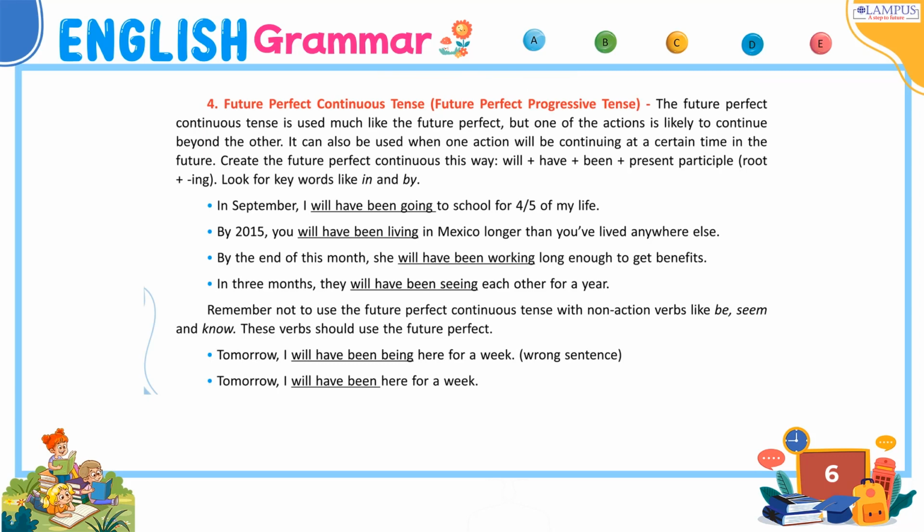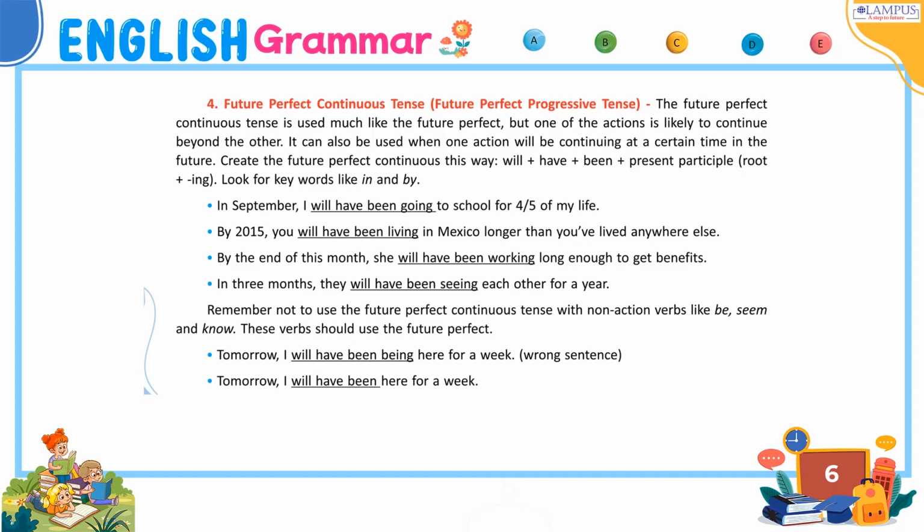4. Future perfect continuous tense, future perfect progressive tense. The future perfect continuous tense is used much like the future perfect, but one of the actions is likely to continue beyond the other. It can also be used when one action will be continuing at a certain time in the future. Create the future perfect continuous this way: will plus have plus been plus present participle, root plus ing. Look for keywords like in and by.